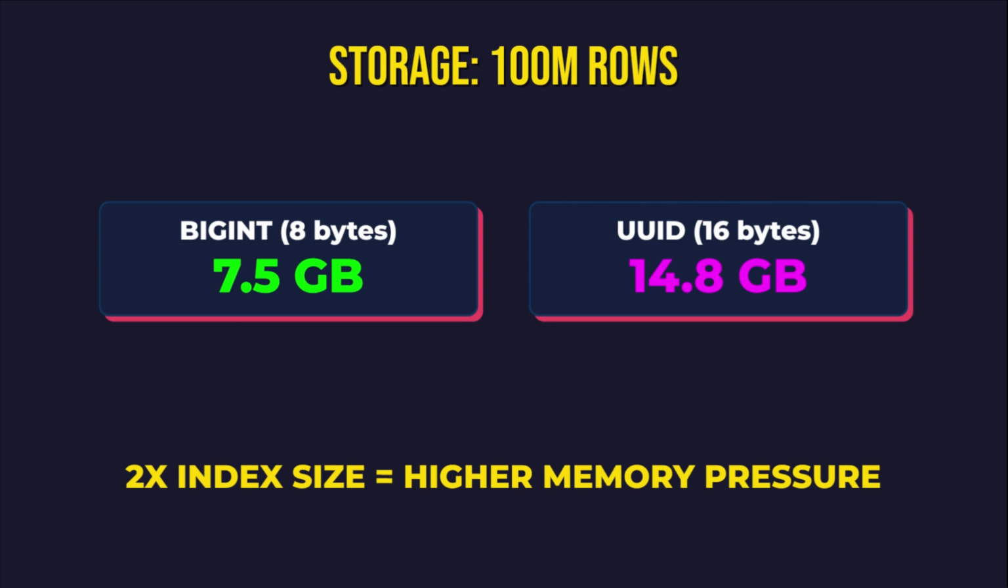Storage overhead is a critical factor. A BigInt primary key requires 8 bytes per row. A UUID requires 16 bytes per row, doubling the storage requirement for the key itself. For our 100 million row table, the BigInt index consumed 7.5 gigabytes. The UUID version 4 index consumed 14.8 gigabytes. This nearly doubled index size increases memory pressure and reduces the effective size of the database buffer pool for application data. System architects must factor in this twofold increase in index storage when calculating memory requirements for large-scale deployments.